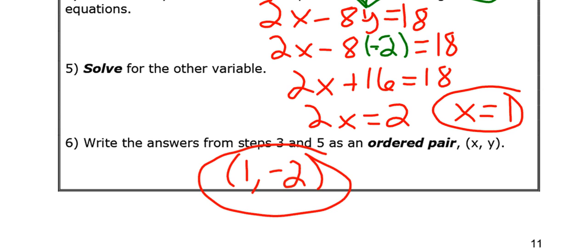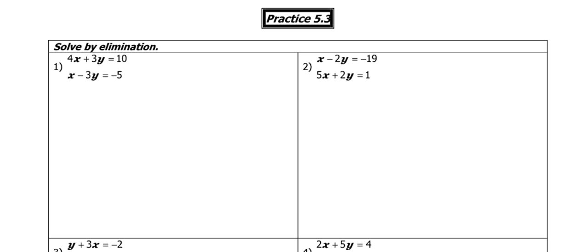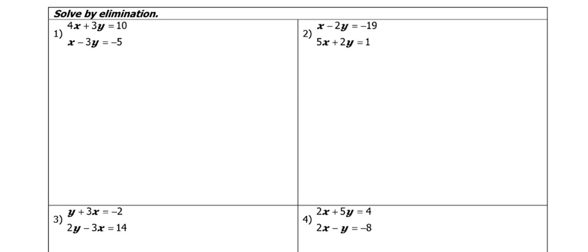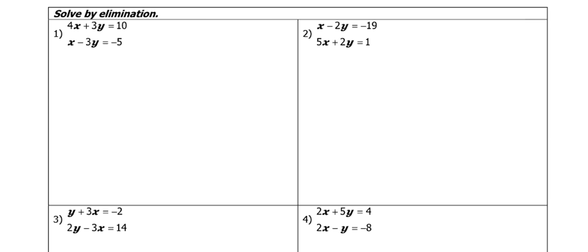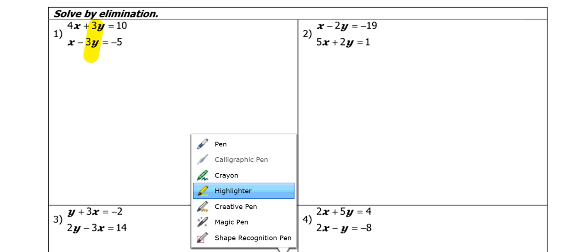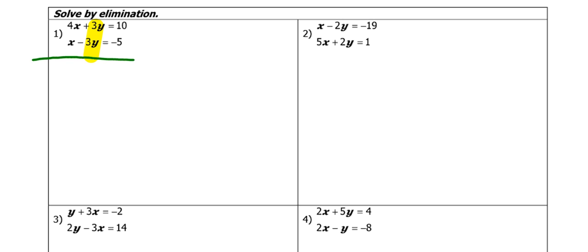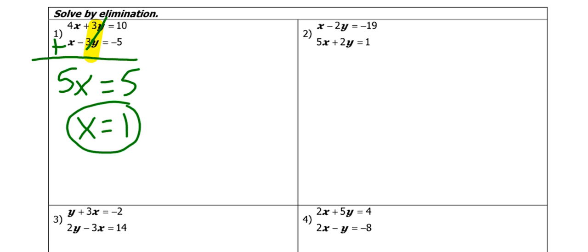Let's do a couple of homework examples. So let's go to the next page. We see number 1: solve that system of equations by elimination. If I look at this, I see that we already have y's being opposites. We have a positive 3y and a negative 3y. So I can just start adding immediately. I'm going to add those equations. 4x plus x is 5x, and 10 minus 5 equals 5. Now if you have 5x equals 5, x equals 1, there you go.